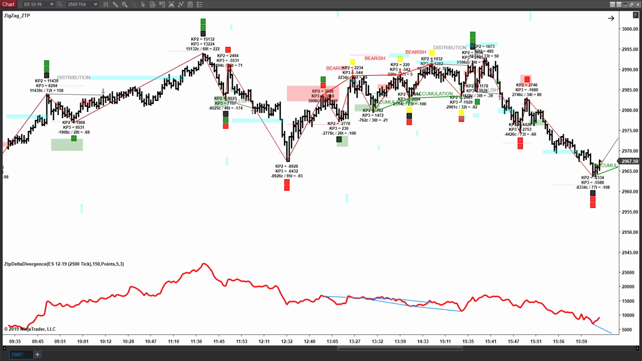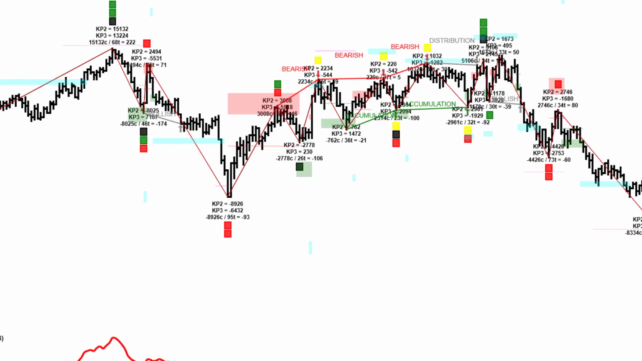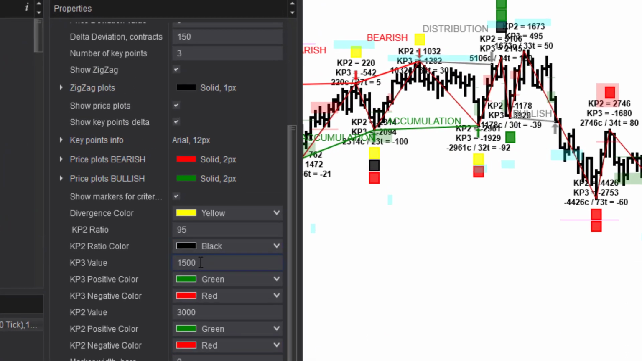One of the things you can also do with this indicator and classification system is put it on a big picture like I'm doing here. Here I've created a 2500 tick chart, and I have made the appropriate adjustments to the indicator. I've set the KP3 value to 1500 and I've set the KP2 value to 3000.